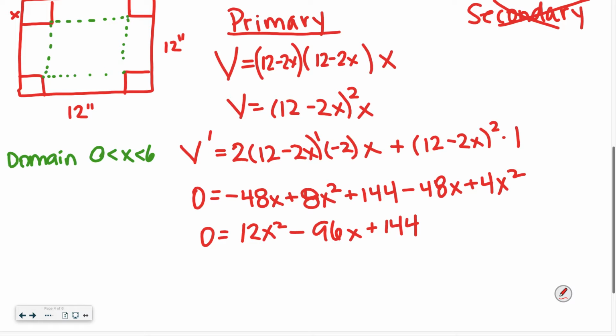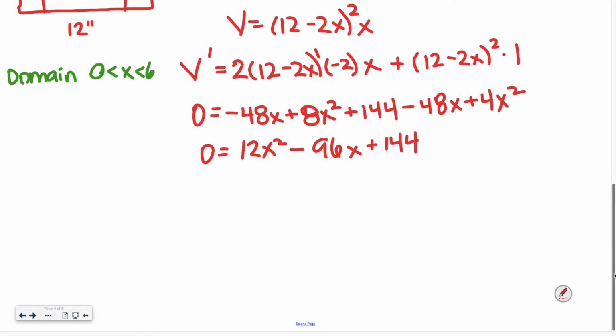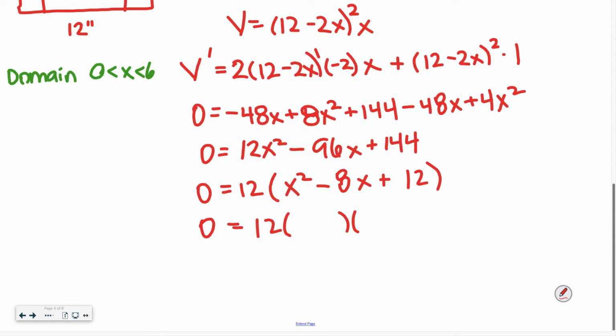Now, lucky for you, you will have a calculator. But in order to factor this, what should we do first? Okay, let's factor out a 12. And when we factor out a 12, we're left with x squared minus 8x plus 12. And what does this factor to? X minus 6.